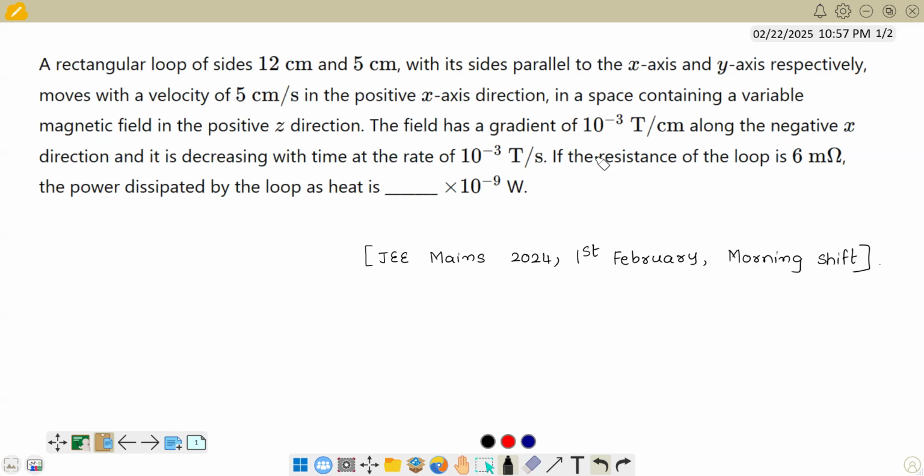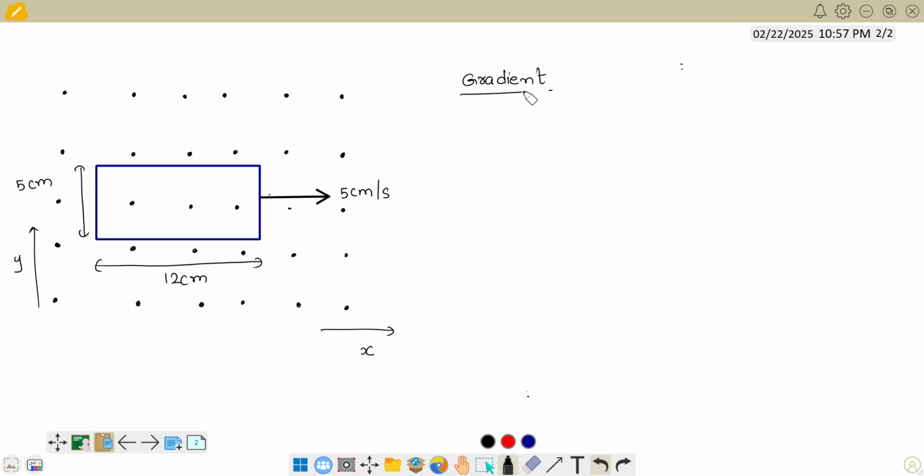Gradient means anything that changes with position. It has a word rate also. Rate means anything that changes with time. Yes, so let us discuss this word gradient a little bit. If any physical quantity changes with respect to position, that is called gradient.